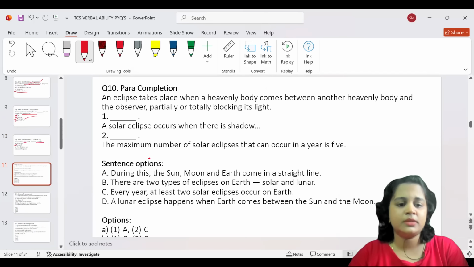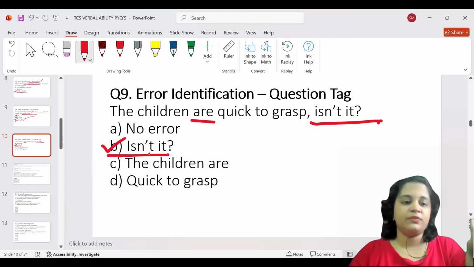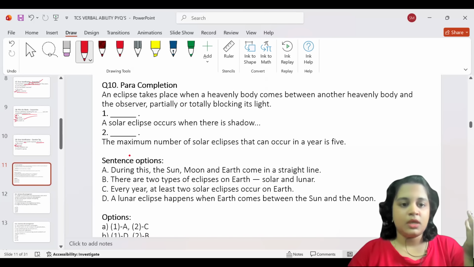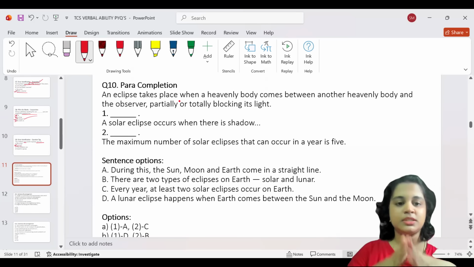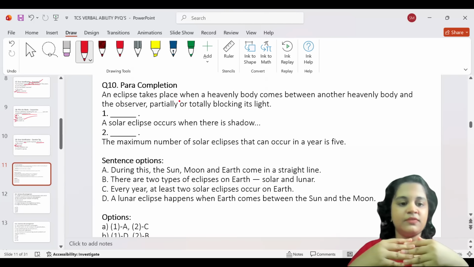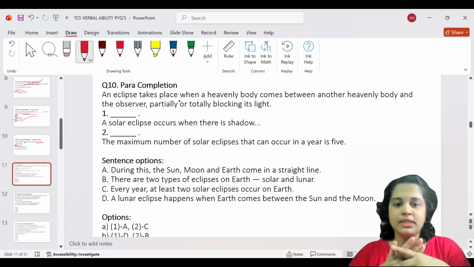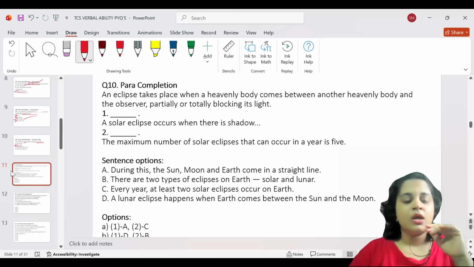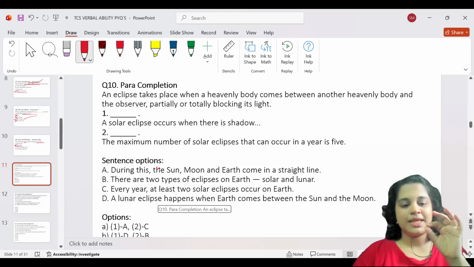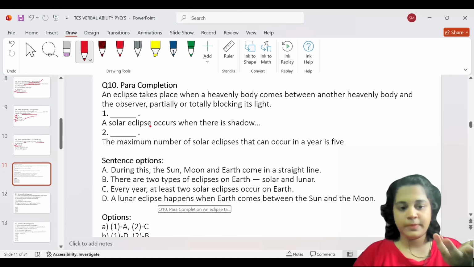Okay, this one is para completion. So how do I answer these kind of questions? When you encounter a paragraph completion question, the first thing that I would tell you is to understand the concept of the paragraph, or at least try to make out what the paragraph is trying to convey. Once you do that, you'll be able to connect the dots when you read the sentence options. They've given us 4 options, A, B, C, and D. From these, you can pick the ones that make the most sense in this particular paragraph.